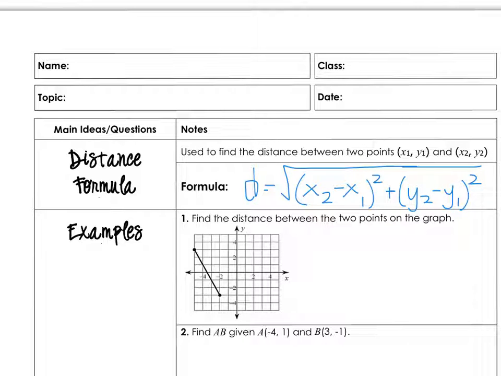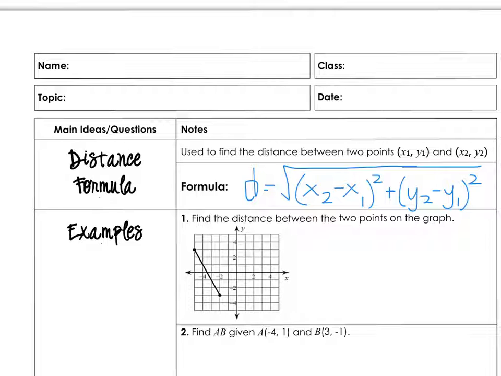So you just decide which point's going to be x1, y1, and which point's going to be x2, y2, and you just substitute the values in, keeping in mind when you use the difference, if you get a negative number, you have to put that in parentheses because a negative number squared is positive. So you should always end up with a positive value underneath the square root.